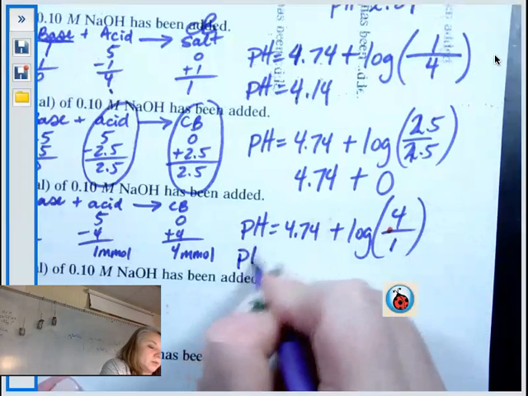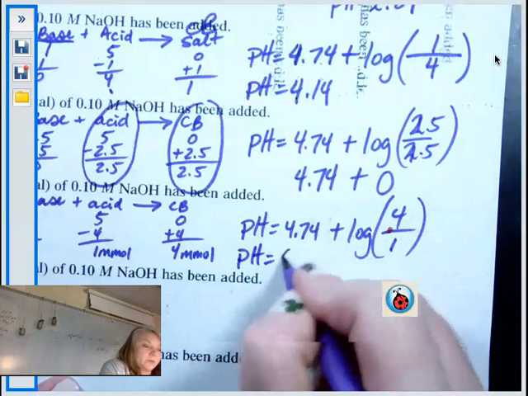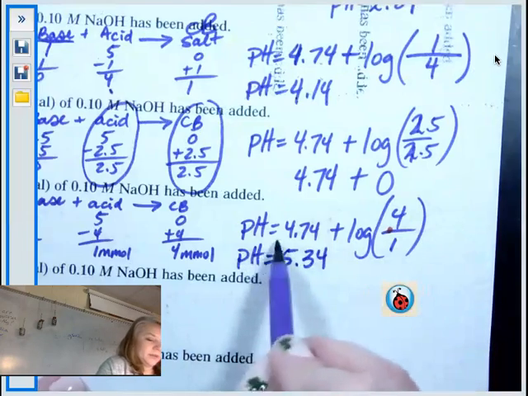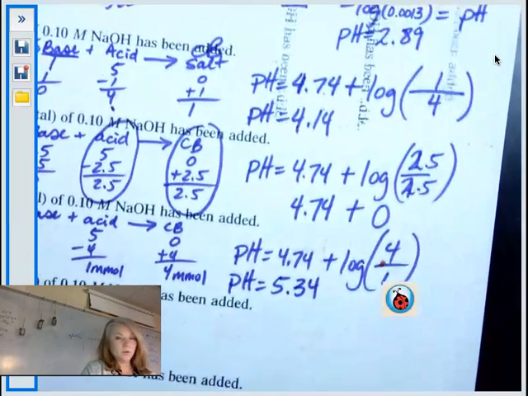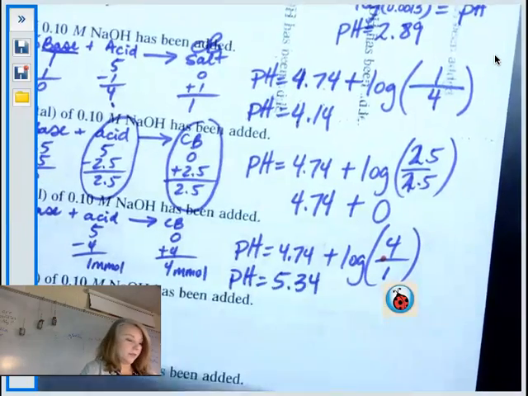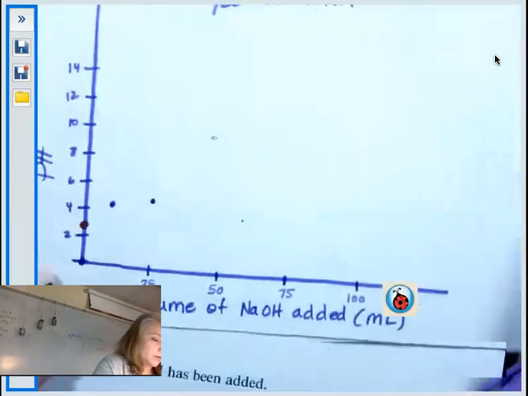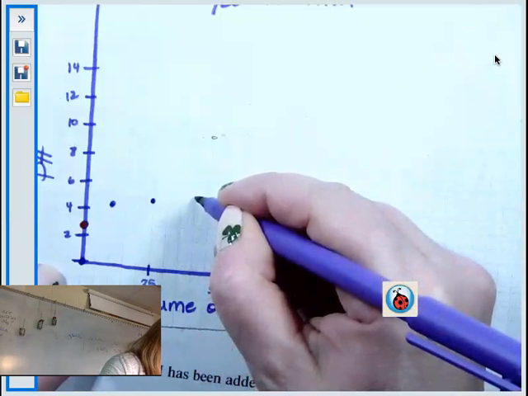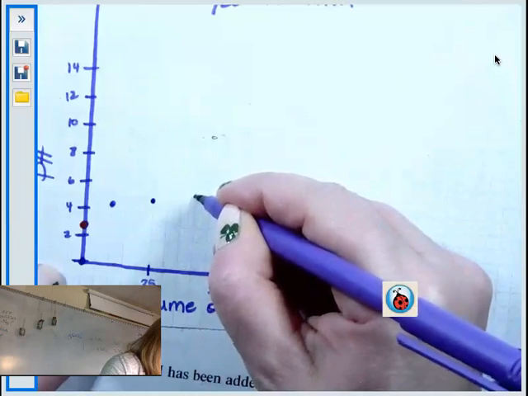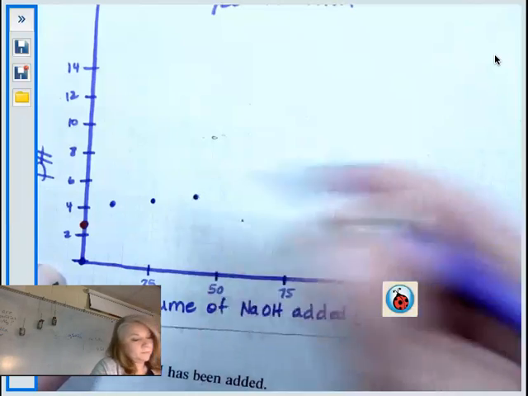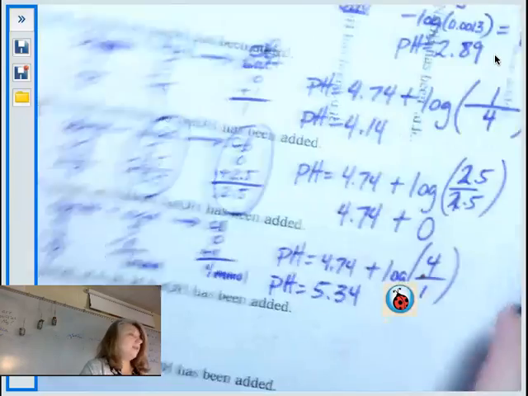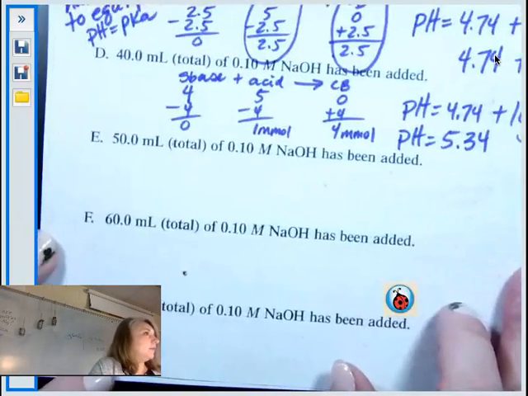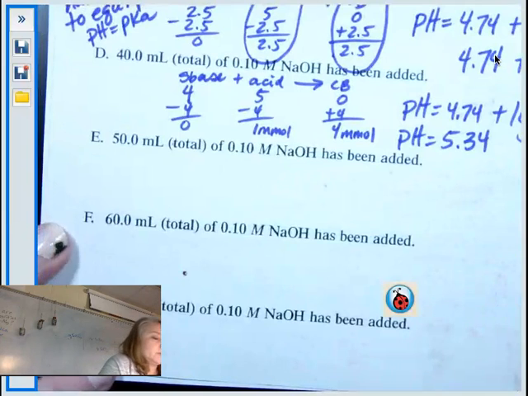So the pH is what? 5.34. All right, pH of 5.34. We're going up, and that's at 40 added. All right, 40, and we're at 5.34. You're right, because we already found our halfway to the equivalence point at 25. So 50 has to be our equivalence point.